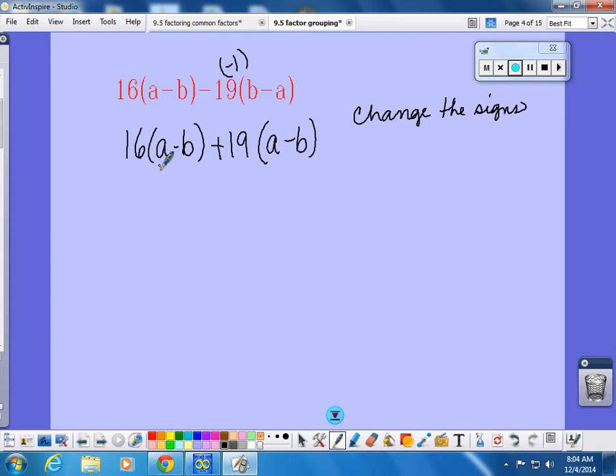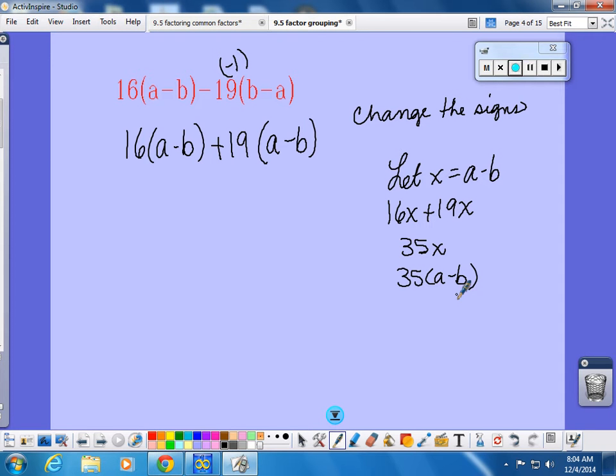Now, do I need a dummy variable? I would let x equal what? A minus B. So now I would have 16x plus 19x. What would that give me? 35. But what would that really be? 35, A minus B.